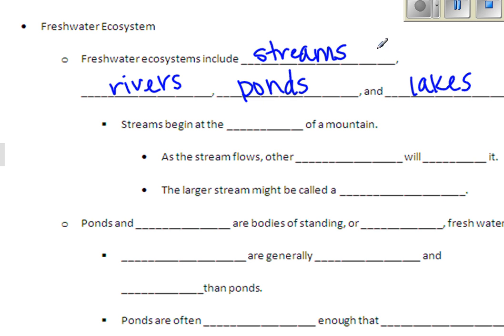Now, streams begin at the top of a mountain. And as the stream flows, then you have other streams that will join it. And that larger stream, after all these little teeny streams come together, that's what you would call the river.